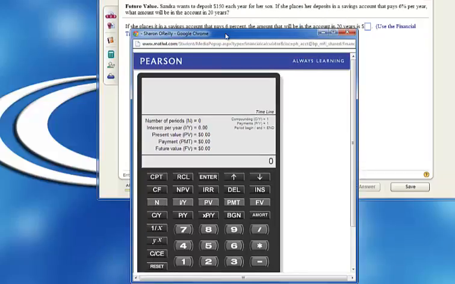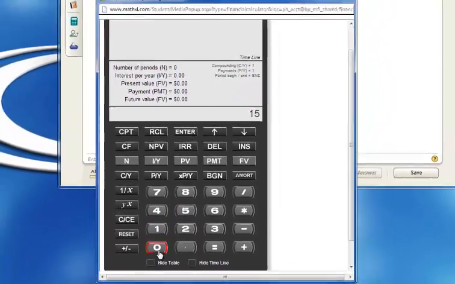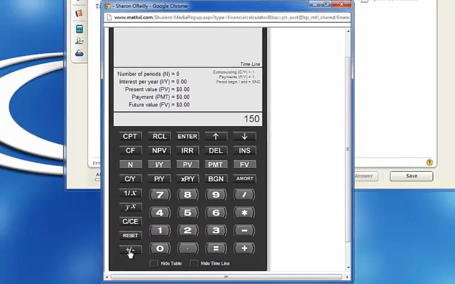Okay, so Sandra wants to deposit $150 each year for her son. So I am going to enter $150. And I am going to click on the plus or minus to make this a minus amount. That's because it is a cash outflow. So typically a present value that's going in as a deposit, or in our case a payment, is a negative amount. Once I've keyed in minus 150, I click on the payment.